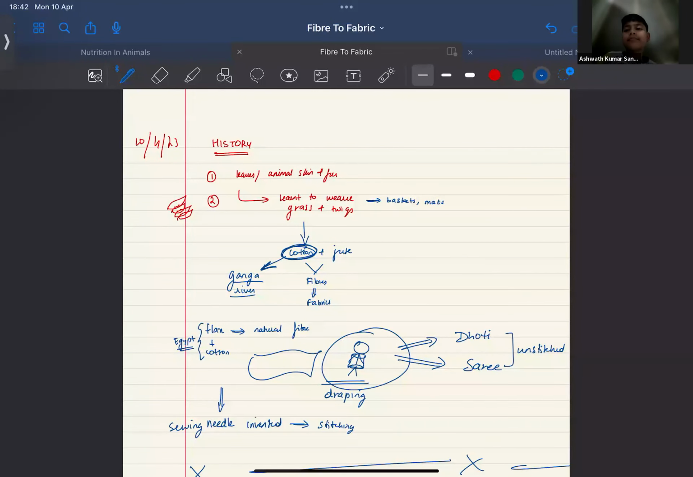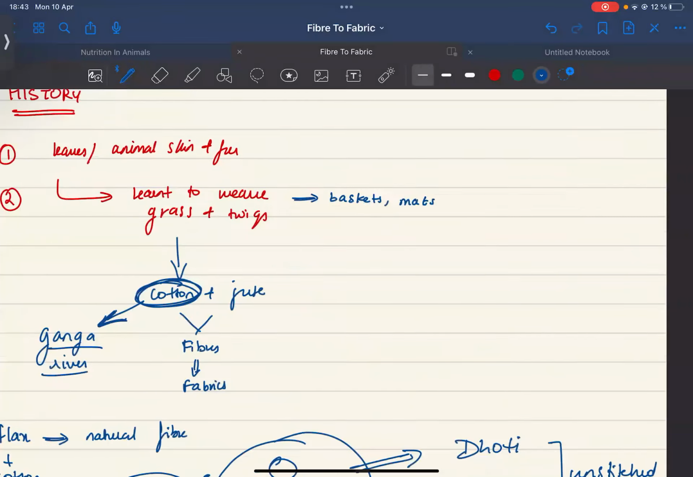Ma'am, I have a doubt. In the second one, you wrote weave grass and twines into baskets and mats. In ancient times, how did they stitch the baskets? Okay, this is Ashwath asking, right? So they did nothing special, Ashwath.